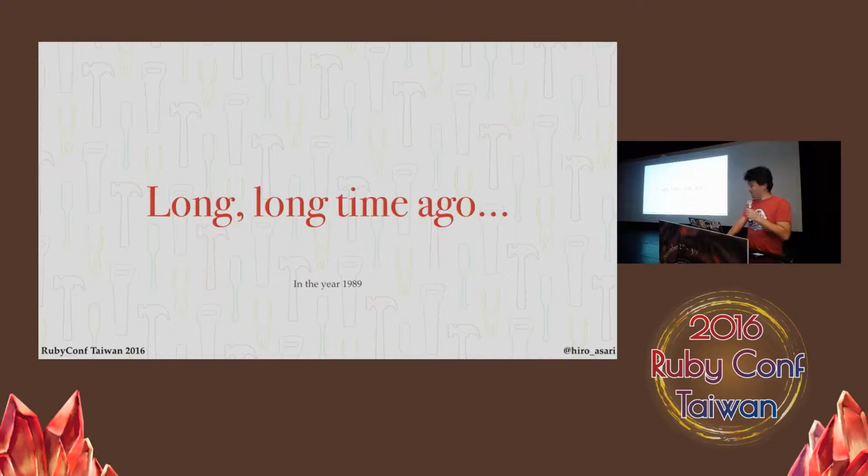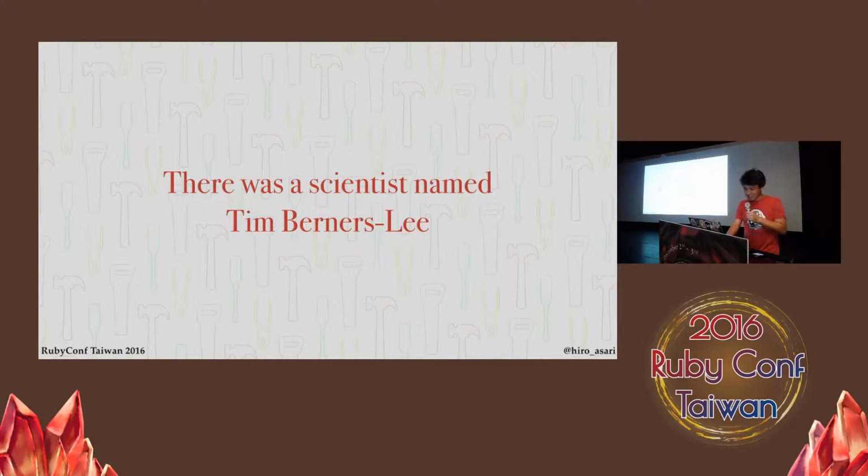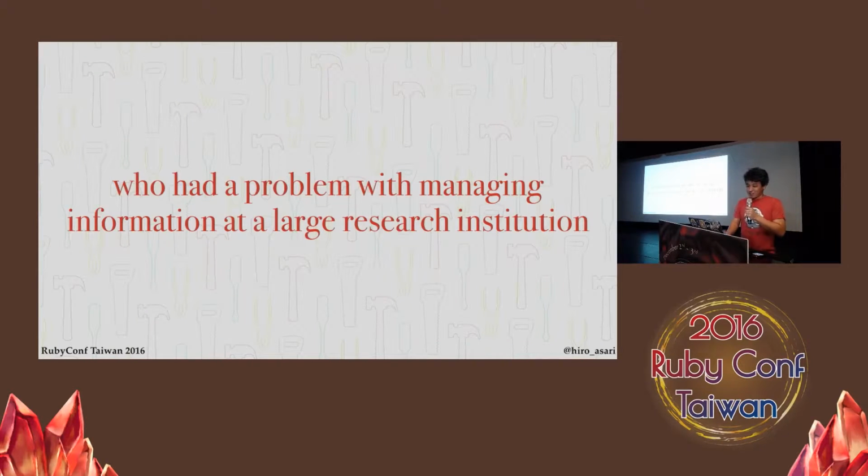Long time ago, in a city far away in Geneva, Switzerland, there was a scientist named Tim Berners-Lee. This is Tim, how young he is. He was working at the CERN nuclear science research institution in Switzerland, as I said, which employs thousands of researchers and runs multiple projects concurrently. Information gets lost. Berners-Lee thought that with some imagination, he can solve this problem.